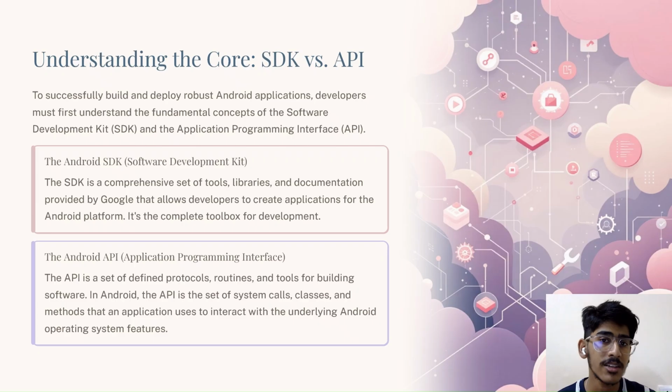Meanwhile, the API defines how applications interact with the operating system. It's a collection of system calls, classes, and methods that provide access to the Android framework's underlying capabilities. In very simple terms, the SDK provides the resources for development, while the API defines the rules of engagement with the system. Together, they form the backbone of Android app development.